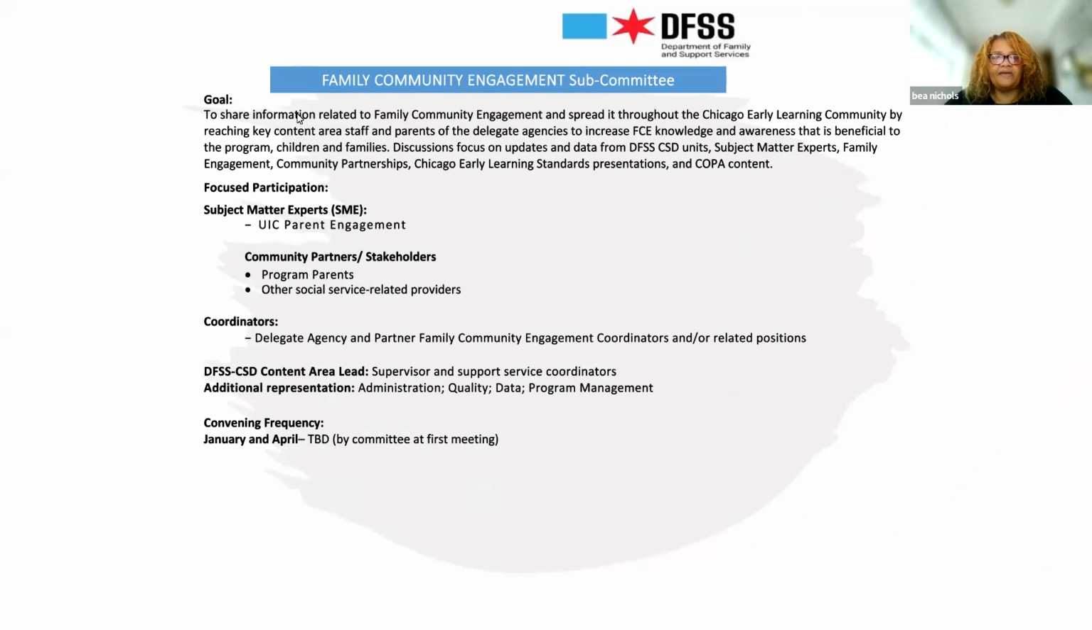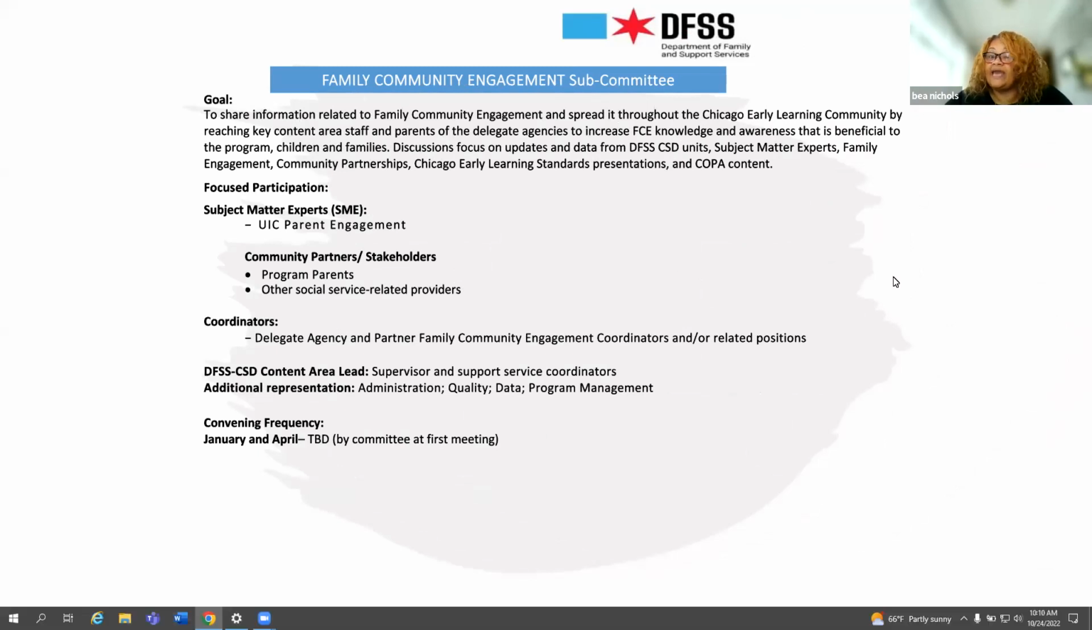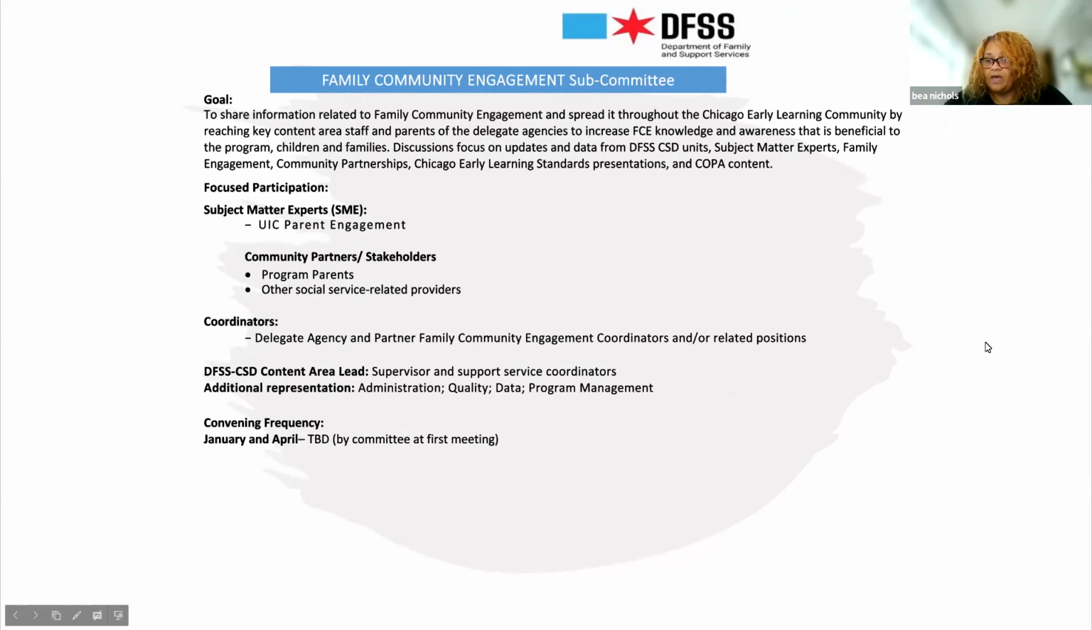Our next subcommittee is our family and community engagement subcommittee. Again, our lead for this particular subcommittee is UIC, the University of Illinois at Chicago. And they will be reaching out and working with all of our community partners, stakeholders, and again, we'll be meeting at a minimum twice for the year. Next slide.